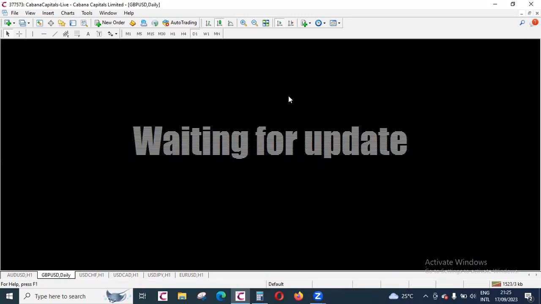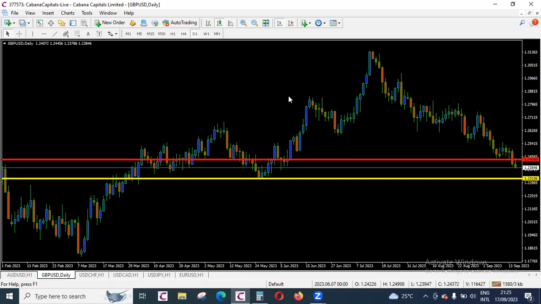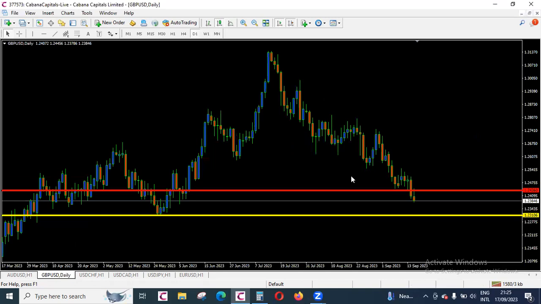Let's go to daily. What do we have on daily? You can see on daily, the trend is still bearish. If you apply your trend line from this point, you can see that GBP USD is still bearish. So we cannot jump in and buy.